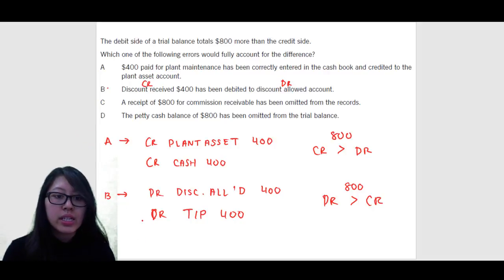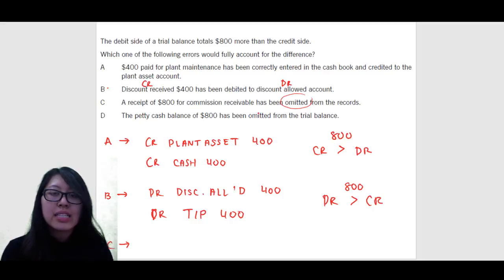If we take a look at C, a receipt of 800 for commission receivable has been omitted from the records. So this entire transaction is missing. And because this entire transaction is missing, the debits and the credits would still balance, but it would be understated by 800 on both sides because it's missing.